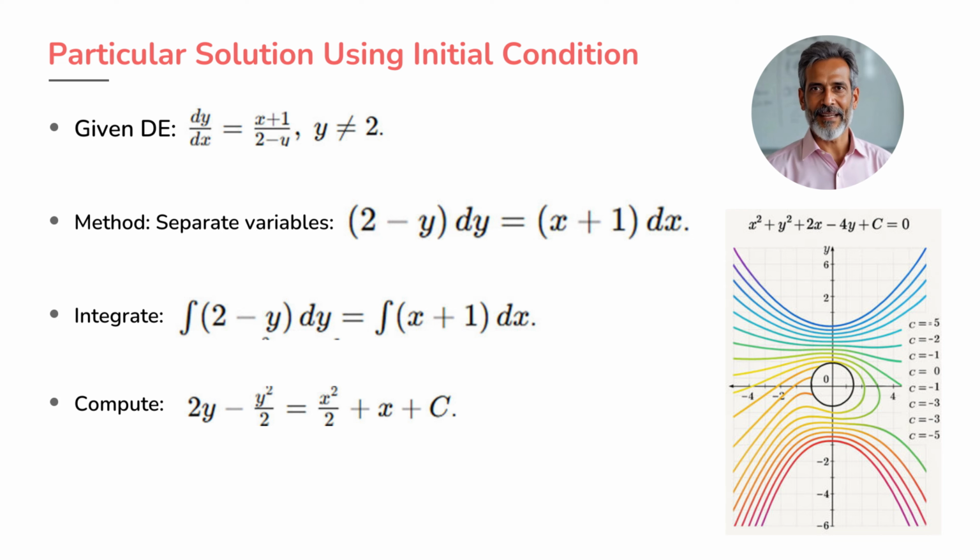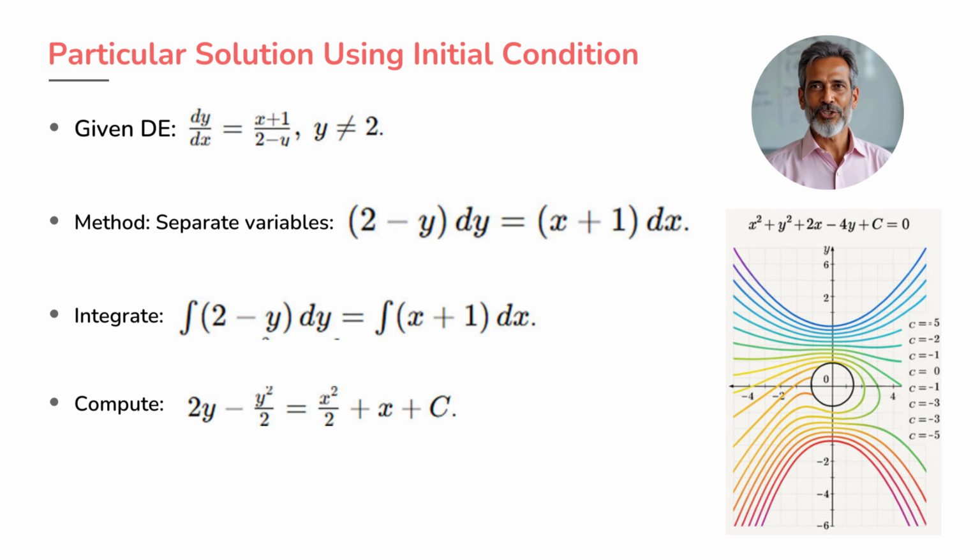On the left, integrate 2 minus y with respect to y. That gives 2y minus y squared by 2. On the right, integrate x plus 1 with respect to x. That gives x squared by 2 plus x plus constant c. Step 3. Combine terms and rearrange. We get x squared plus y squared plus 2x minus 4y plus constant equals 0. And that is our general solution, a family of conic sections depending on the value of the constant c.